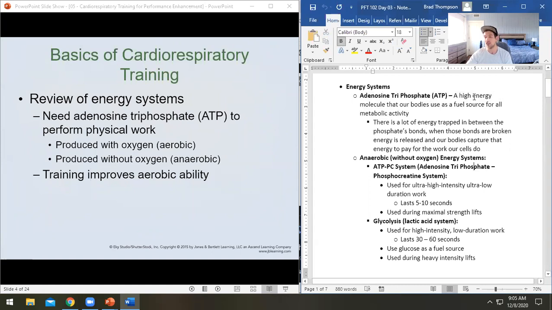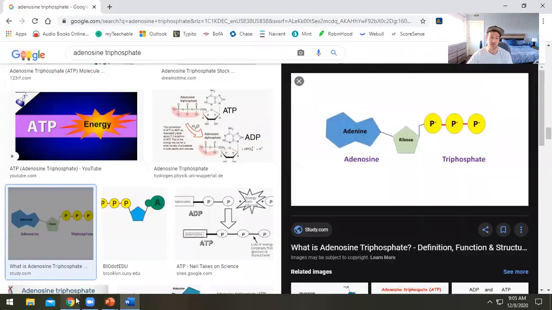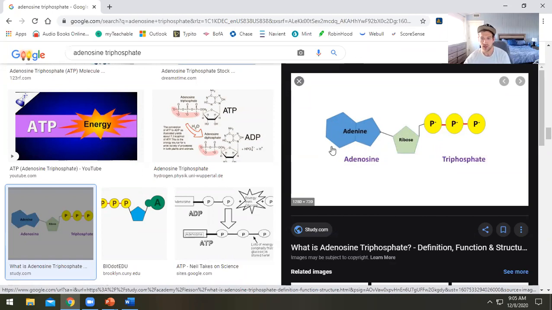And if we give it a definition, it is a high energy molecule that our bodies use as a fuel source for all metabolic activity. Now, how are we able to use the energy trapped in ATP? Well, if you look at it, this is a little molecule of what they call adenosine. It's adenine paired with a little sugar molecule here. So we've got adenosine here, and then there are these 3 phosphates.